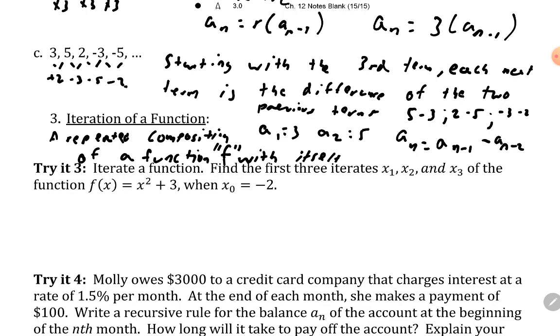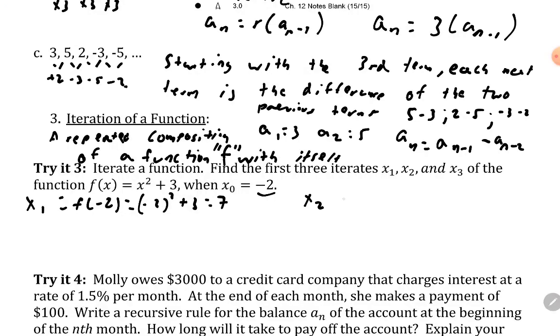What it means is, if I want to find x1, I need to plug in negative 2 into the equation and see what I get. So f of negative 2 equals negative 2 squared plus 3. That'll be 4 plus 3, which is 7.